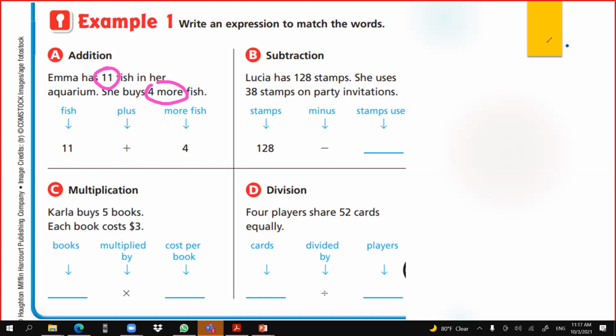So what did you do here? Did you subtract, or add, or multiply? You will add. So you have to say 11 plus 4. She has a number of fish, she buys 4 more fish. Now, 11 plus 4. Okay, now the result here, what does it represent? What does the expression model in each example?